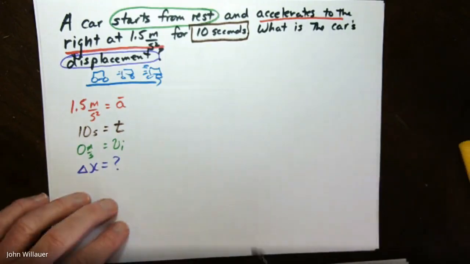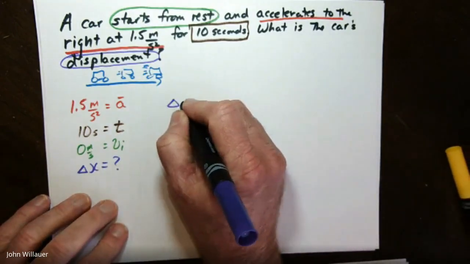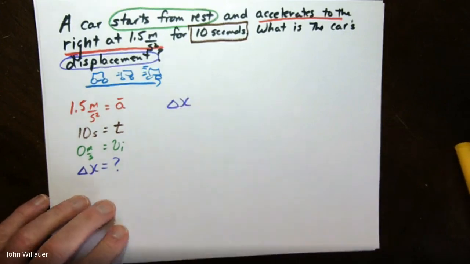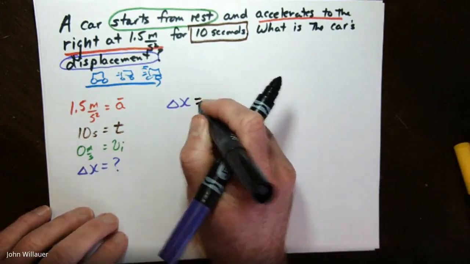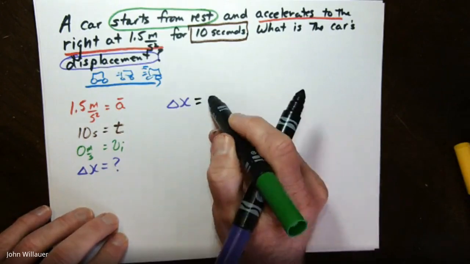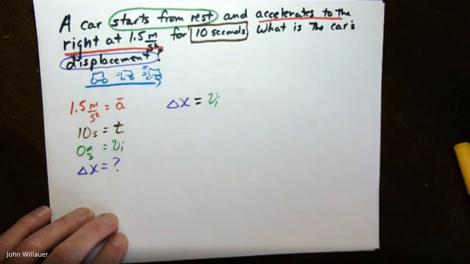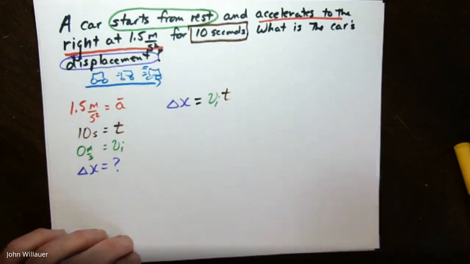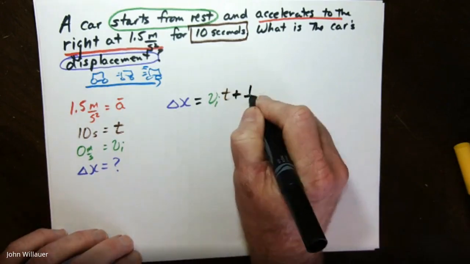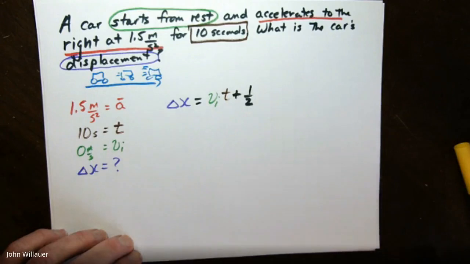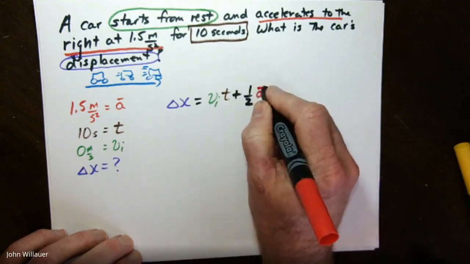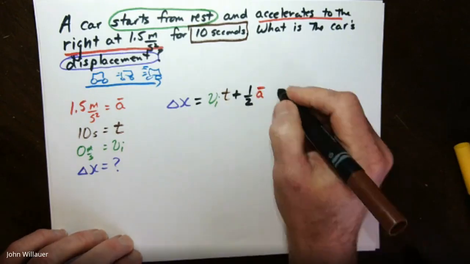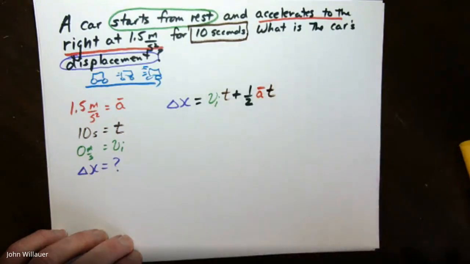And that equation, because this is step 3, we would say our displacement equals, and then we have our initial velocity times our time plus 1/2 the acceleration times our time, but whatever that time is, we have to square it.